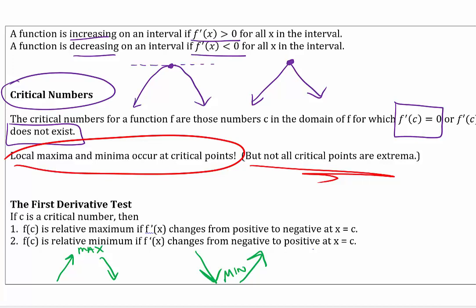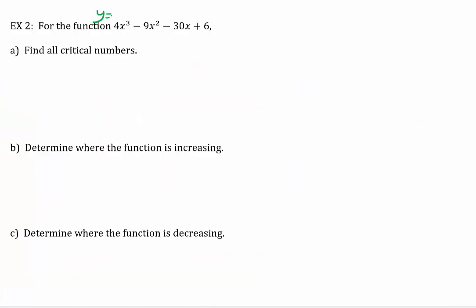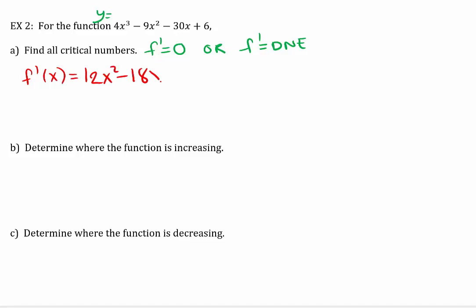For the function y equals 4x to the third minus 9x squared minus 30x plus 6, let's find all critical numbers first. Critical numbers are places where the derivative equals 0 or where the derivative doesn't exist. So I'm going to start by finding the derivative, which is 12x squared minus 18x minus 30. And then I'm going to take that derivative and set it equal to 0.